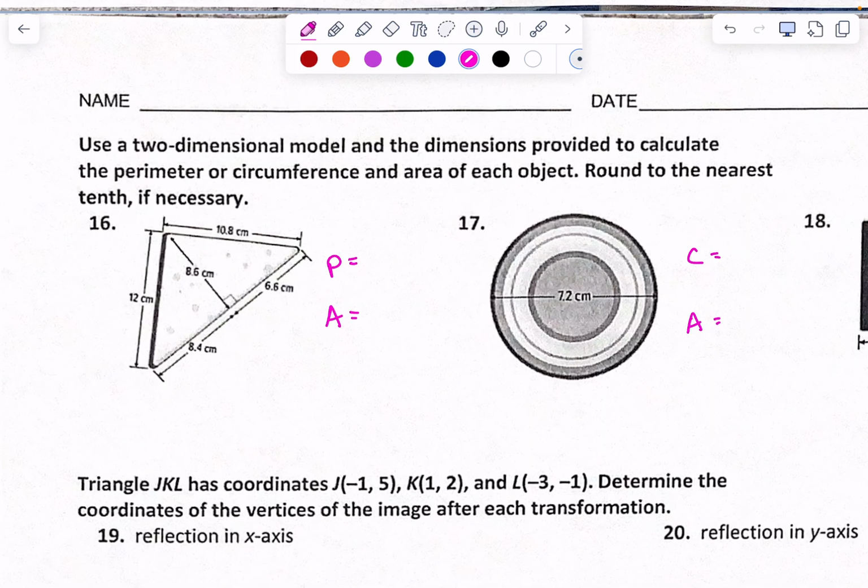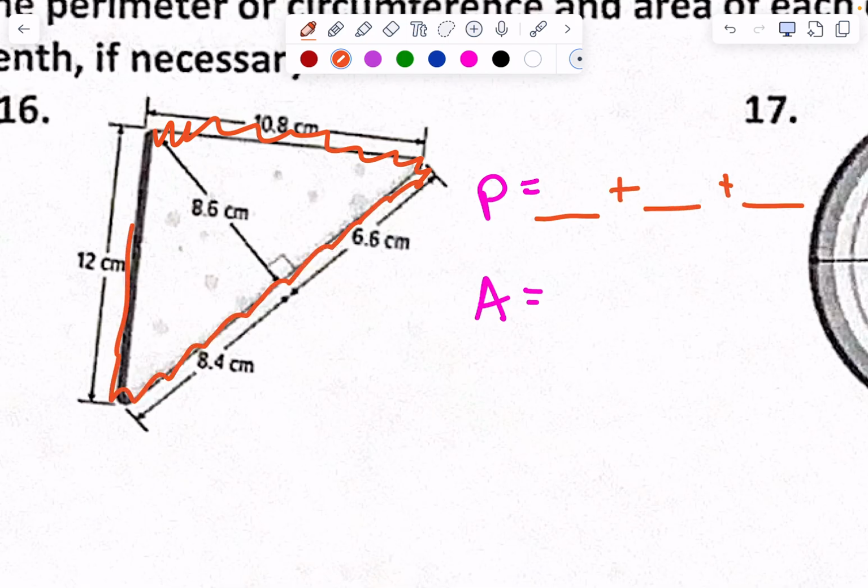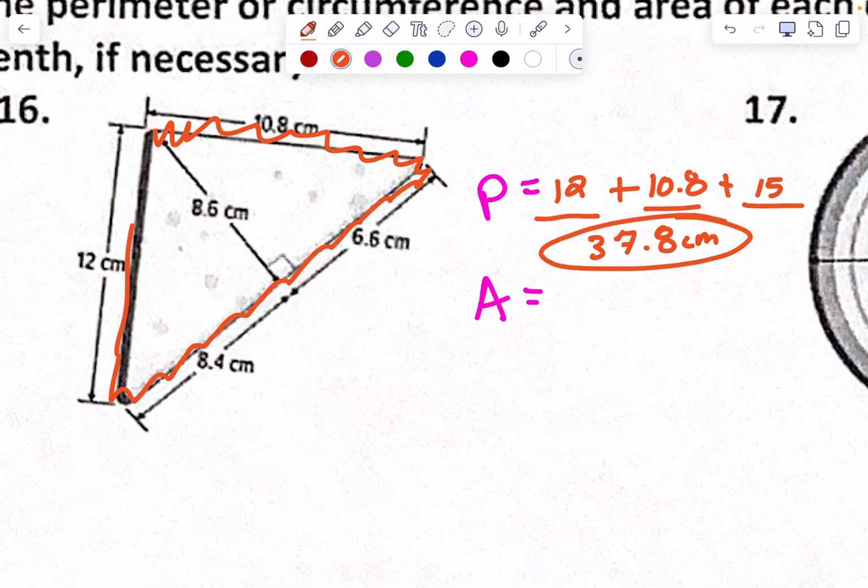Test your knowledge, Michaela. How do you find the perimeter of a triangle? Perimeter means the distance around. How do I find the distance around a triangle? Add them together. That side plus that side plus that side. So I'm adding 12 plus 10.8 plus, what's the bottom side? 8.4 plus 6.6, which is 15. 37.8 is all of them added together, and that is in centimeters.